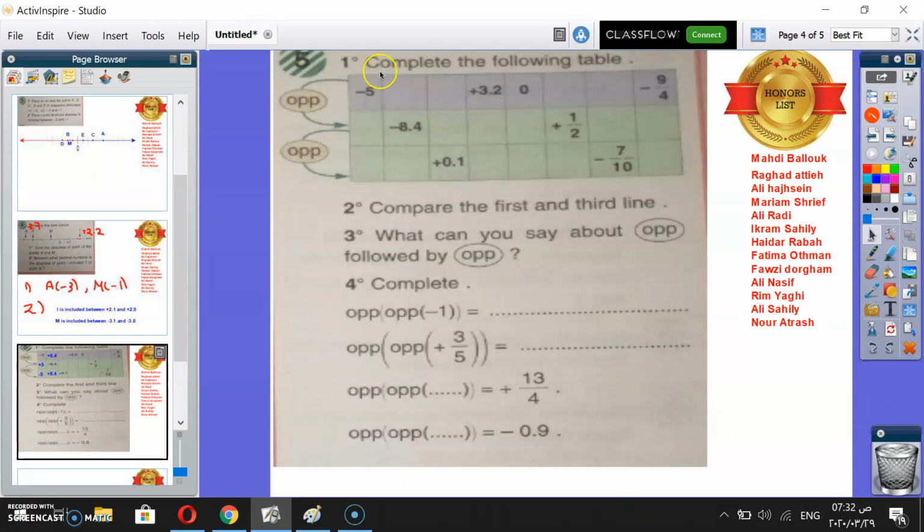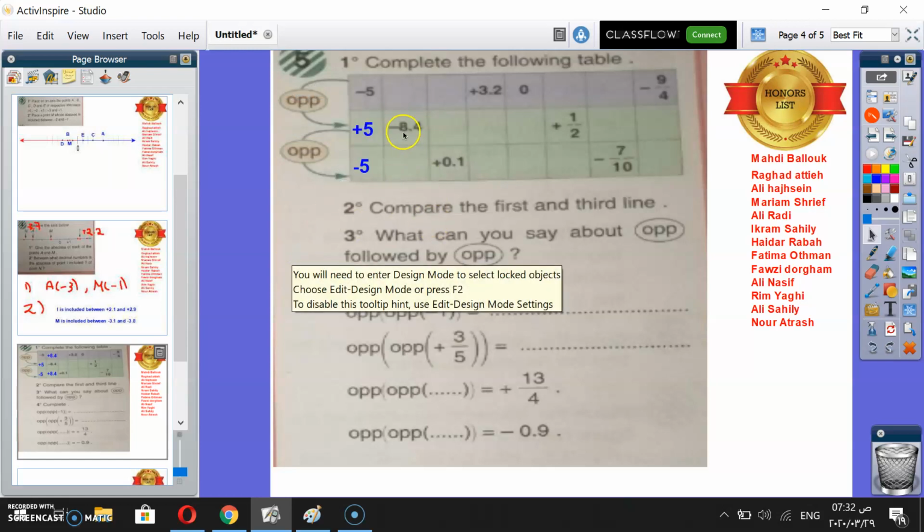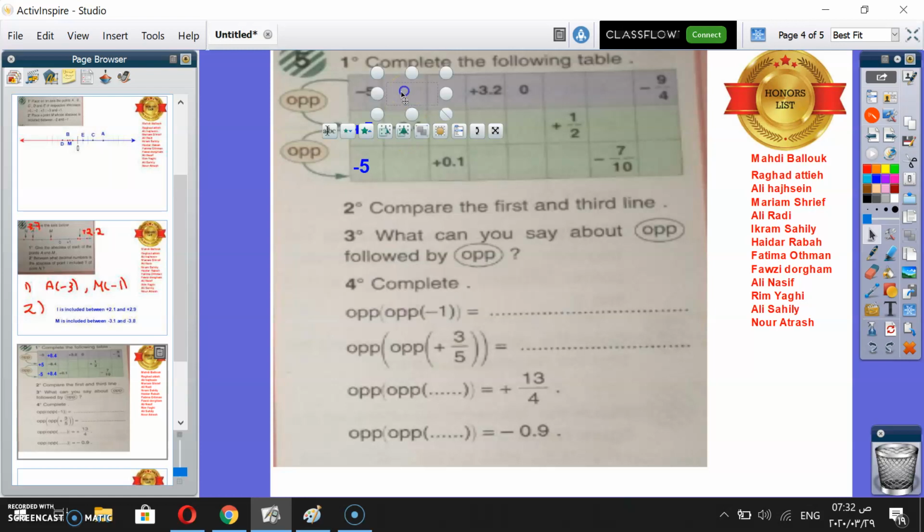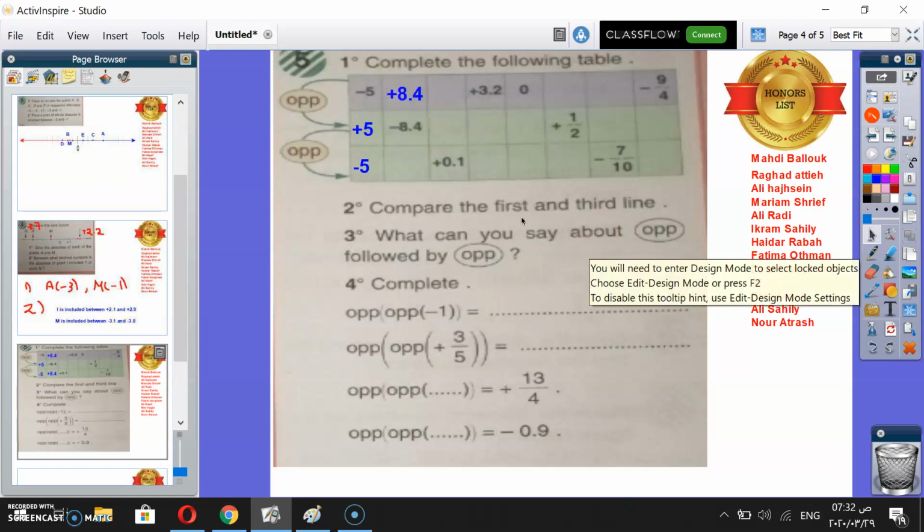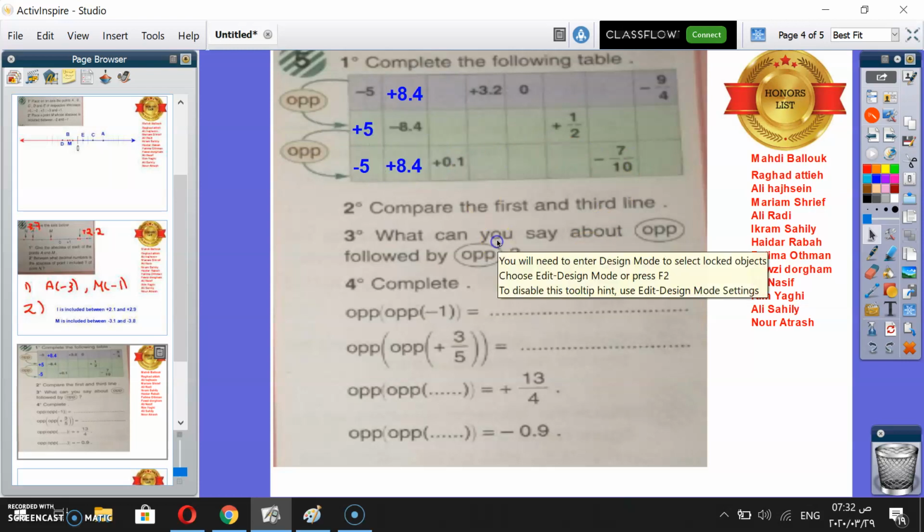Exercise 5. Complete the following table. Opposite of minus 5, so we just change the sign, it's a negative, so it will be positive, so plus 5. Opposite of plus 5 is minus 5 also. Opposite of minus 8.4 is plus 8.4. The same below. Opposite of plus 8.4 is minus 8.4.